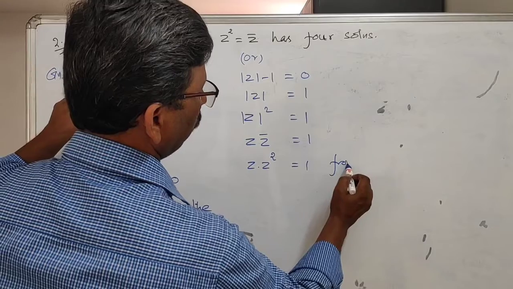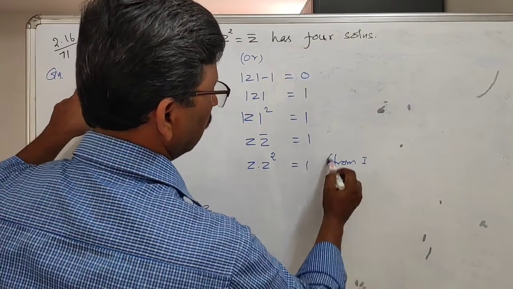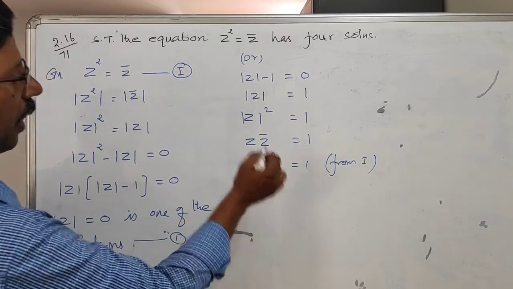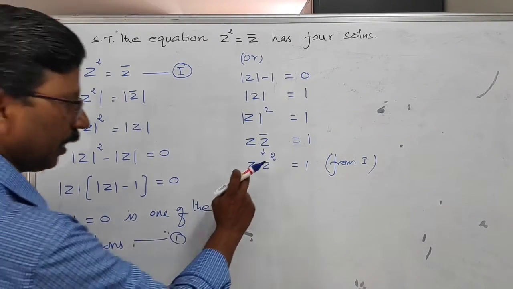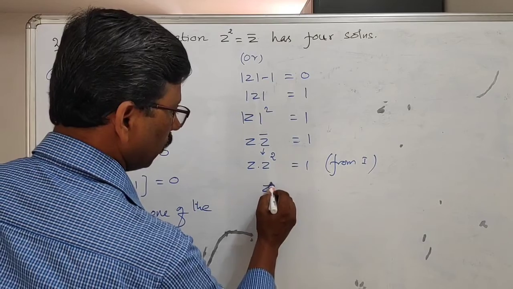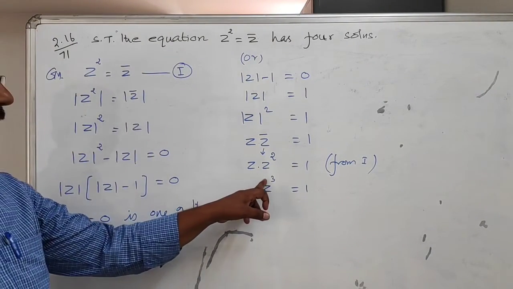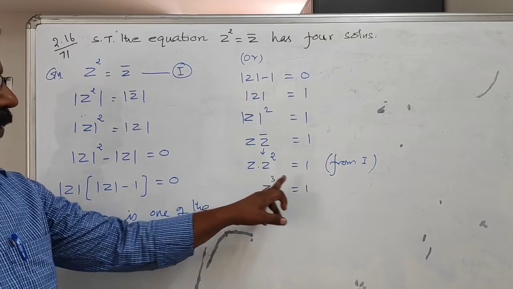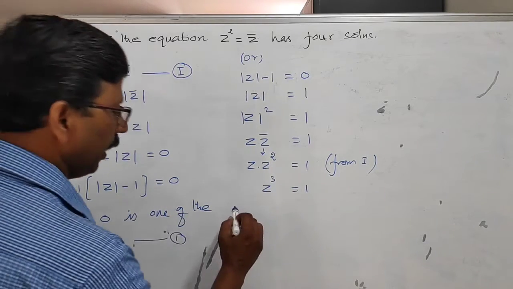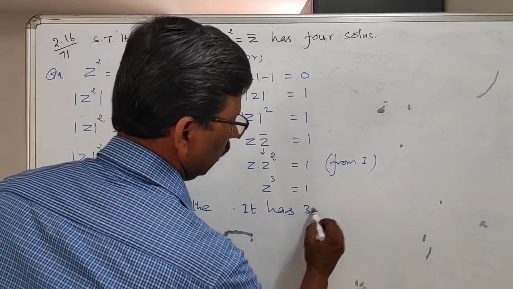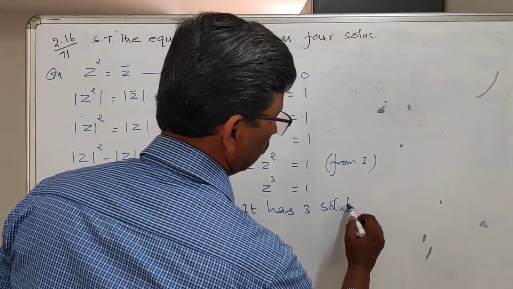This is from the first Roman letter. We have replaced this z bar with z squared. Now z into z squared gives z cubed is equal to 1. Now it is a cubic equation. It is a cubic equation in z. Therefore, it has 3 solutions.